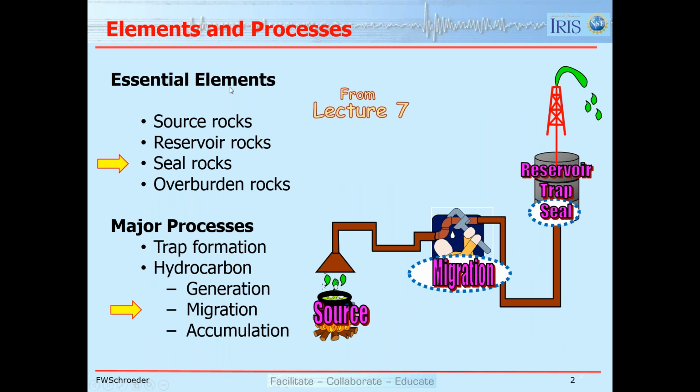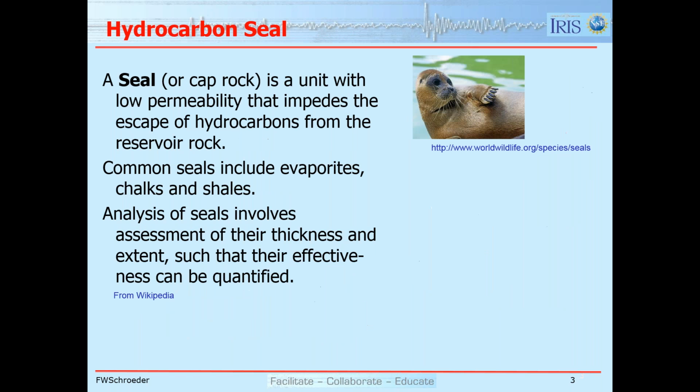There are 4 essential elements. When we're trying to find oil and gas, we need a source rock, we need a reservoir rock, we need a seal, and we need overburden so that we have a certain degree of depth of burial. For the processes, we have processes related to how the trap formed, and then in terms of hydrocarbons, processes about hydrocarbon generation, migration, and accumulation. So today we'll talk about the sealing rocks, and we'll also talk about hydrocarbon migration, and I guess you could say also accumulation.